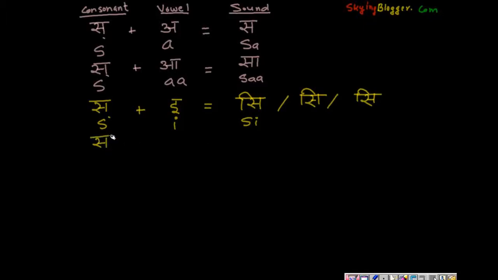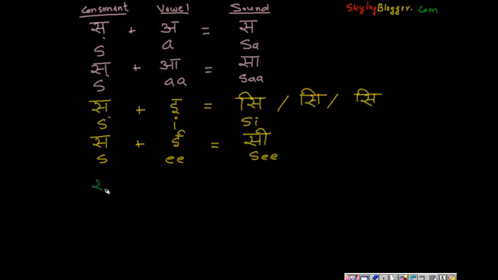Again, sa mixes with the longer e vowel, written by ee, and it produces the sound sa plus ee, see, right, for a longer time, see, okay. It's elongated, see, right.